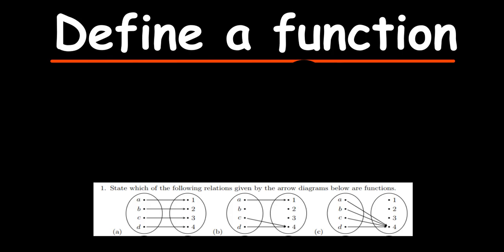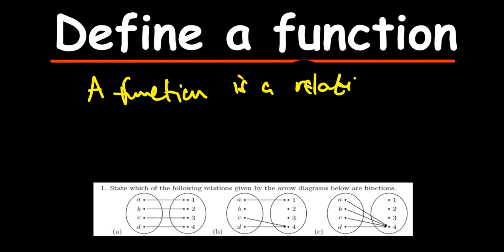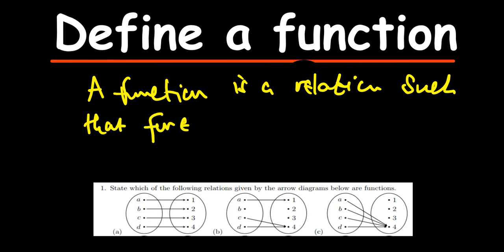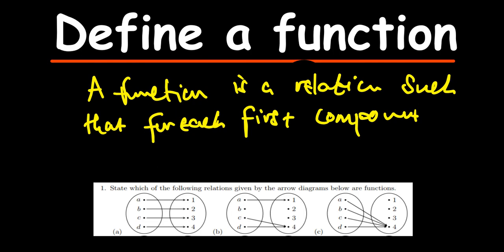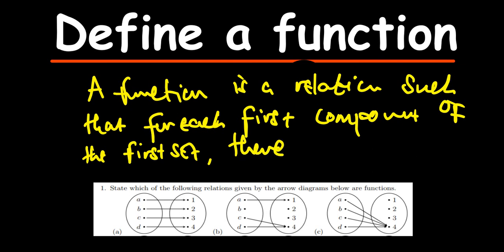So what's the definition of a function? By definition you say that a function is a relation such that for each first component of the first set, there is, and this is where it becomes special, one and only one second component.